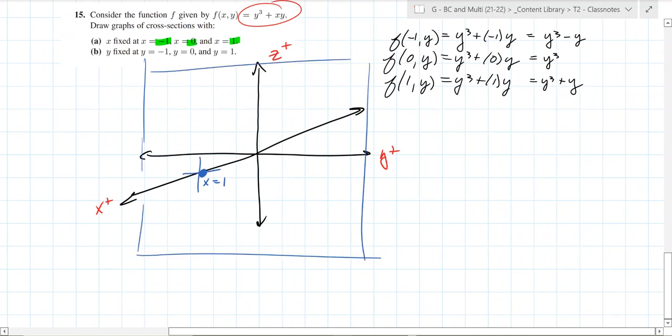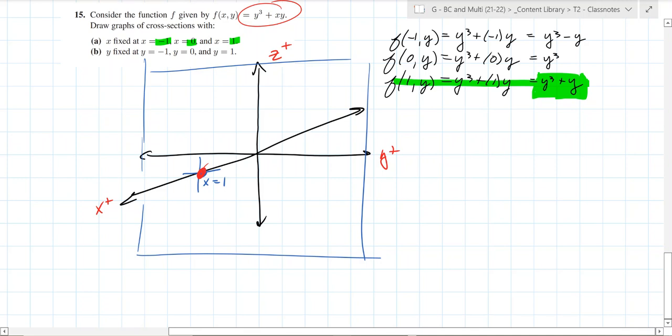Where does that plane cross? It crosses right there at x equals 1. When x is equal to 1, this is what you have: y cubed plus y. What does that graph look like? When y is 0, what is it? It's 0, right? It's right here. And then what does it do? It goes up, right? So it kind of goes, that's a bad curve, I'm sorry.